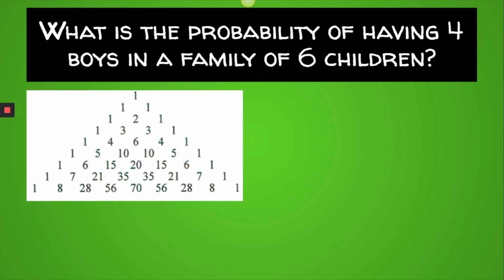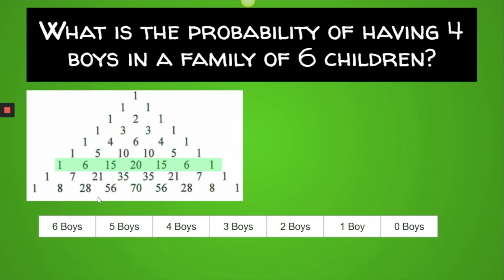So let's take a look at one more example. This is not an example from the lesson, but I just wanted to go over it just to make sure that you had a clear understanding of binomial probability and using Pascal's triangle. So the question I'm going to pose is, what is the probability of having 4 boys in a family of 6 children? So you can see here that I have Pascal's triangle already. And because we have a total of 6 children, I want to find that 6th row, which is highlighted here.